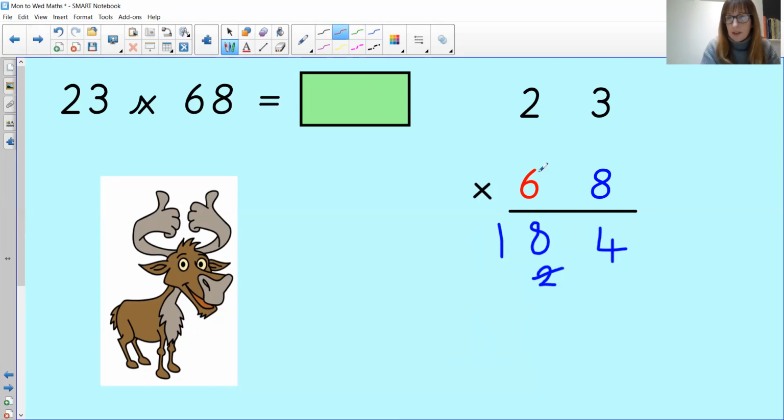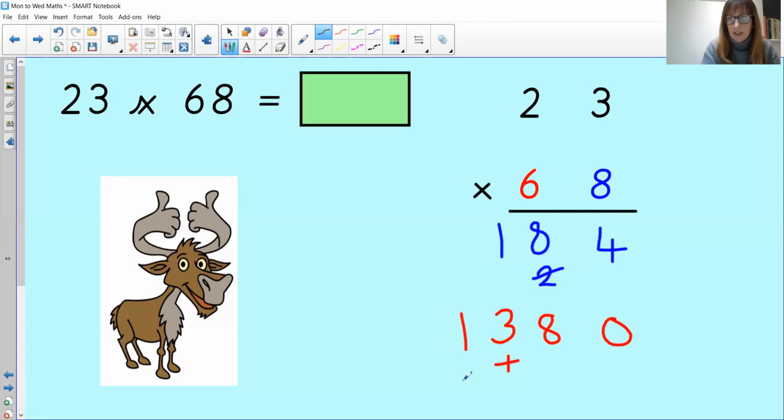So now let's go on to times by the 6. But we know, don't we, it's not a 6, it's a 60. So I'm going to put my 0 in as my placeholder. So now 3 times 6 is 18. Just bring my 1 down. 2 times 6 is 12. Add the 1 is 13.